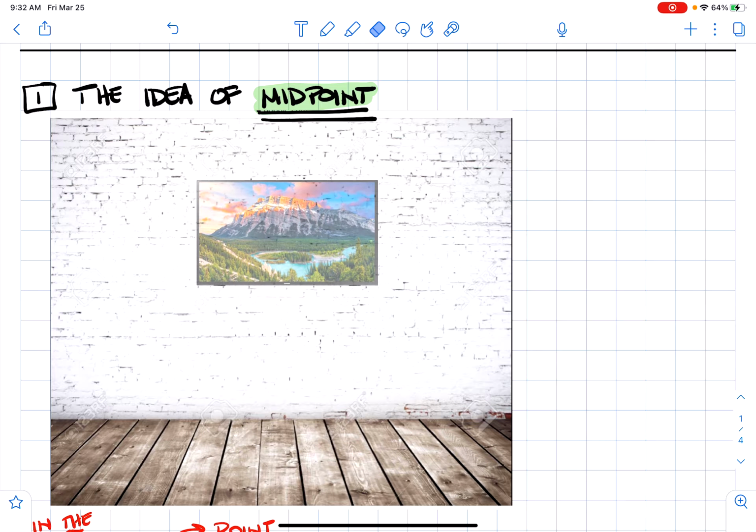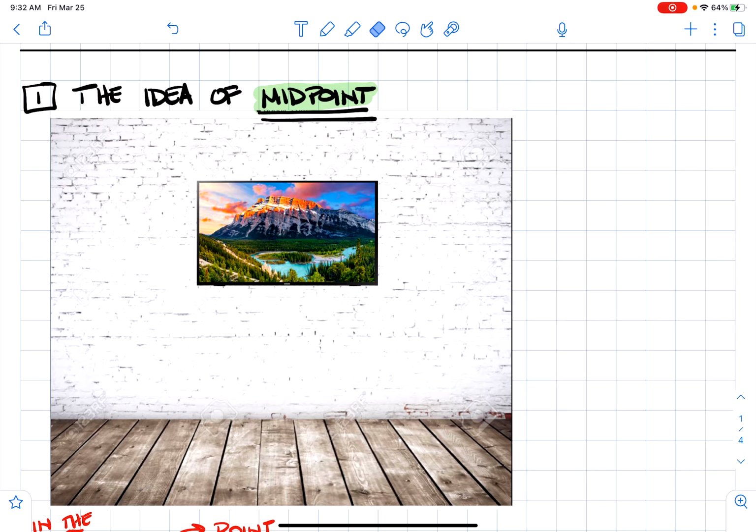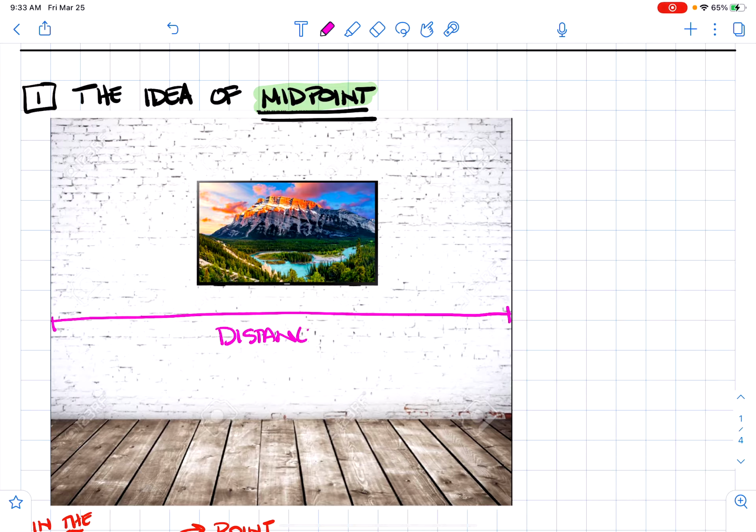So the idea of midpoint is just trying to figure out the total length and cutting it in half. You would measure the whole length of your wall, right? And you would figure out what it is. That would be your total distance. You would divide that distance by 2, and of course that would give you your midpoint, okay? So it's a pretty simple practical application for the idea of midpoint.